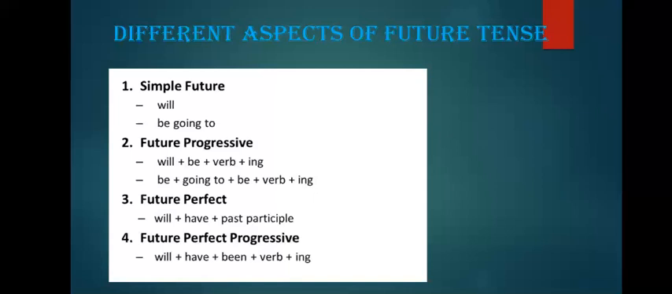With the only difference that you are not going to use has here. In future tense, you are only going to use have. So it will be: she will have been going to the market. She will have been washing the clothes. She will have been buying some books.